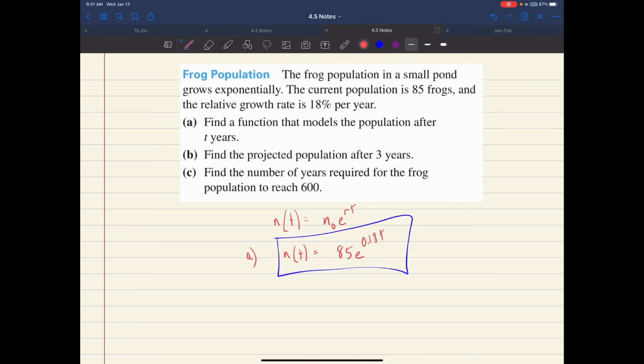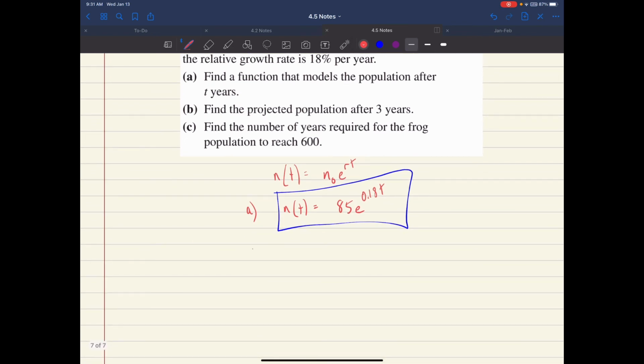And then it says find the projected population after 3 years. Again, this is pretty straightforward. N of 3. So 85e raised to the 0.18 times 3. And let's not put an approximately because we should have whole frogs. So if I plug that in, it's 146. It is an approximation, but I think we're rounding up. Can't remember when I calculated that, if I rounded up or down, but I think I rounded up.